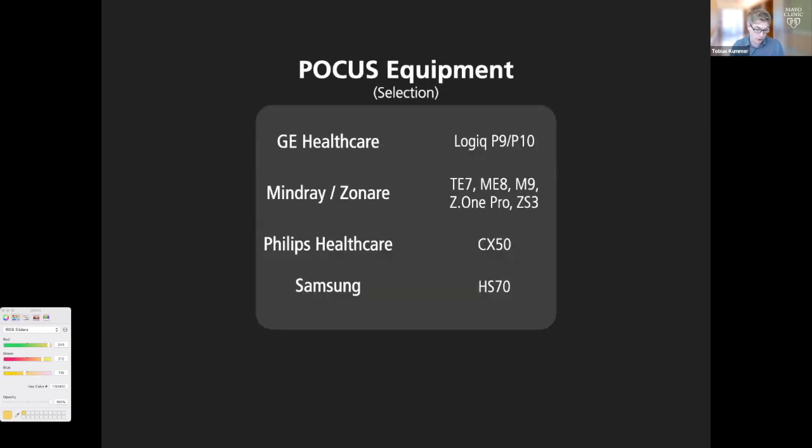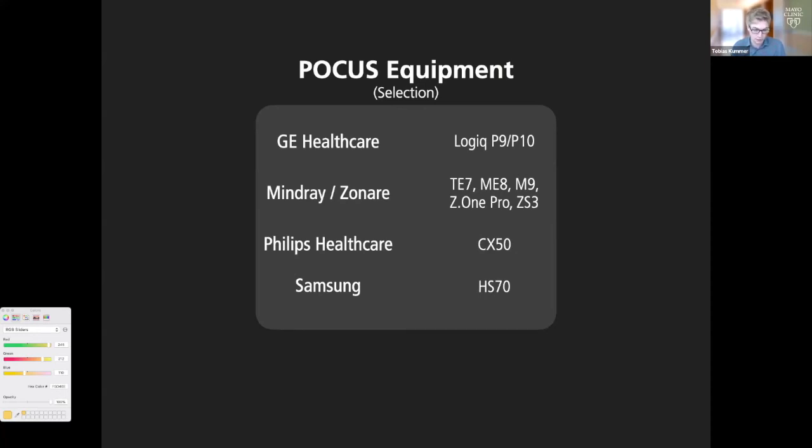This is just a selection. I have no vested interest in any of them. But these are point of care machines that can do contrast. Point of care machines I define as a machine that can scan on battery, because a lot of the larger systems can't scan on battery, which is not going to work for us. But this is a good selection.